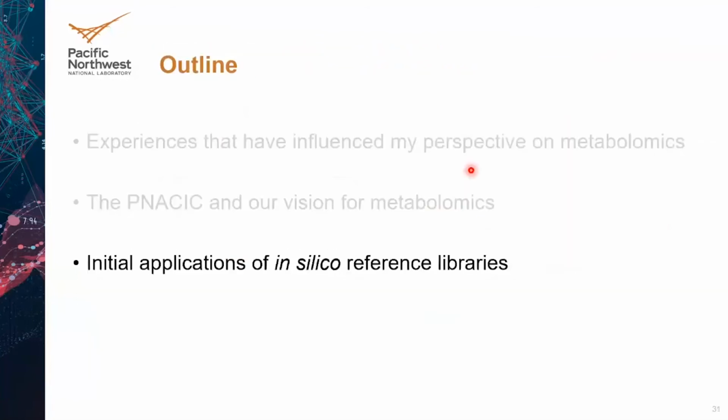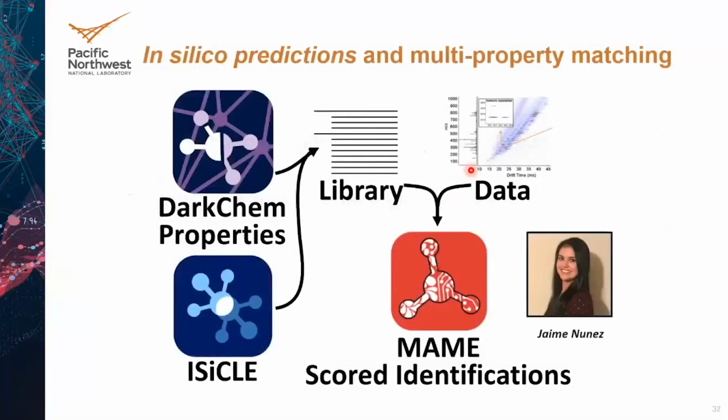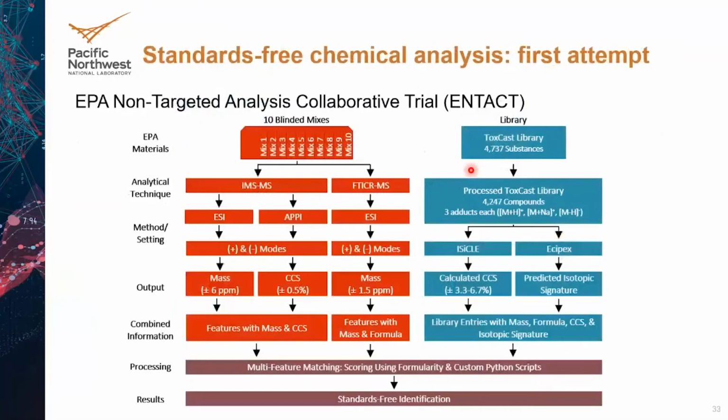So I'll probably move a little bit more quickly here through these initial applications of the use of in silico libraries. The first was our participation in the EPA ENTACT program, where the EPA provided different laboratories chemical mixtures in a blinded format, and the laboratories that participated were allowed to use whatever technique they wanted to try and identify the composition of the mixtures.